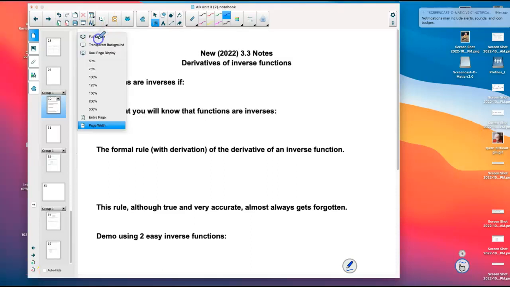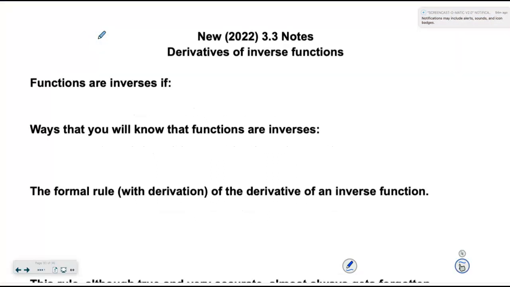Functions. I'm going to try to keep this at the Algebra 2 level this year. So I'm going to try to keep the calculus actually super minor. We're going to be working with the derivatives of inverse functions. The first thing I want to talk about is what inverse functions are and what they do.